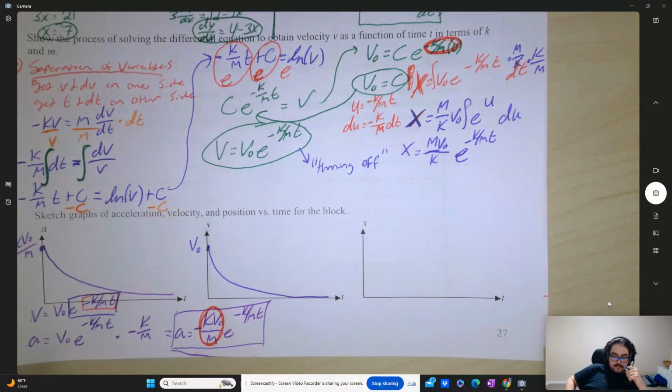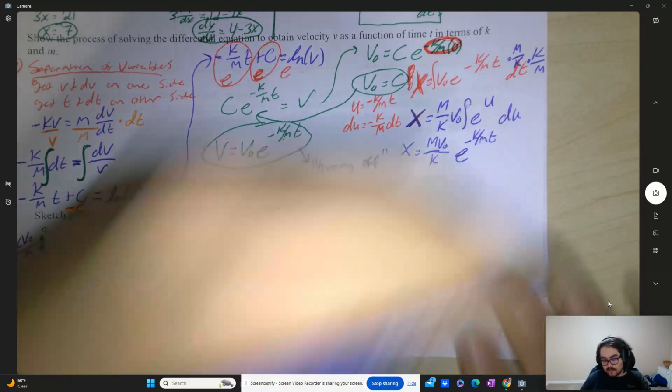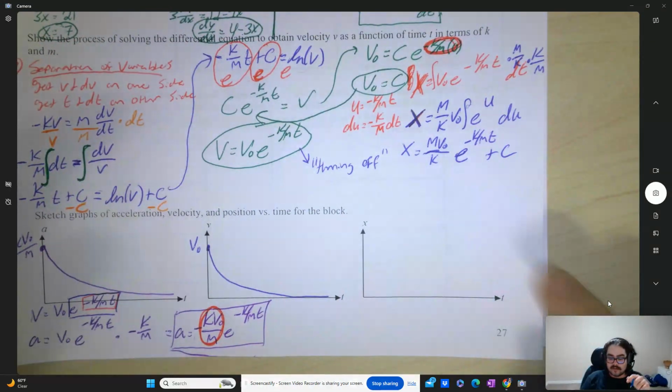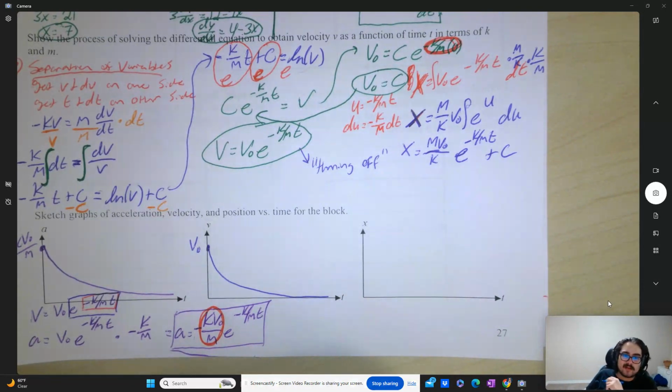Oh, and I'm so sorry. There needs to be a plus c right here. Now, here's the thing. Now you need to figure out what that plus c is. Oh my gosh, what a mess. I hate figuring out what plus c is. Why am I taking this class?